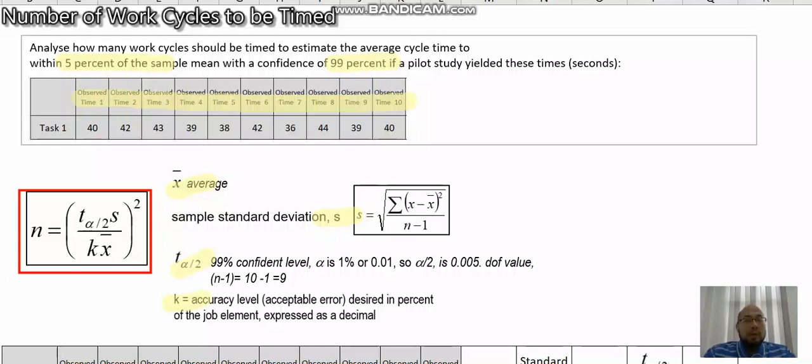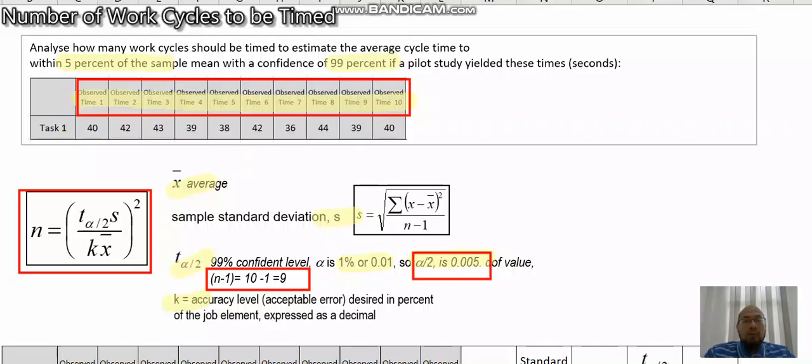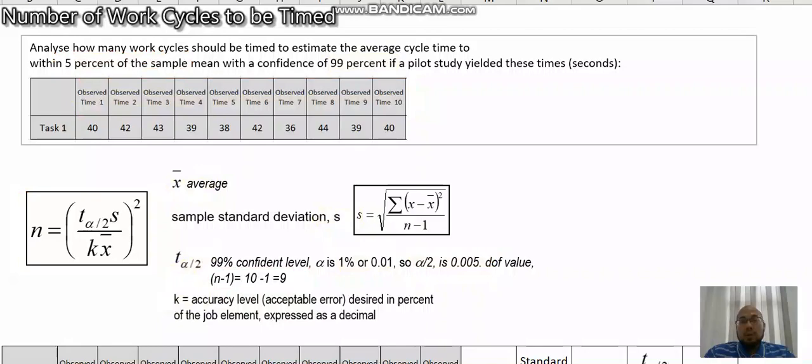Okay, so we know that for t alpha divided by 2, because the given confidence level is 99%, alpha is 1% or 0.01. So alpha divided by 2 gives 0.005. And because we have 10 observations, the degree of freedom value is 10 minus 1, which is 9. So we'll use this 0.005 and degree of freedom 9 to refer to the t distribution table later on. And again, the K accuracy level is 5%, so 0.05.